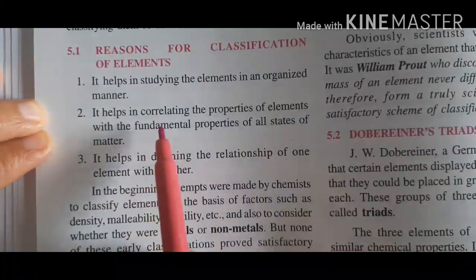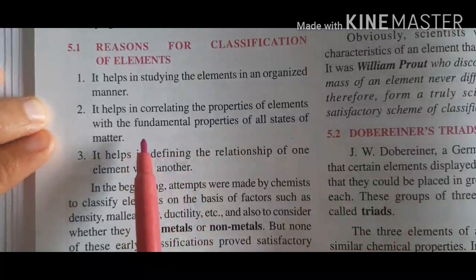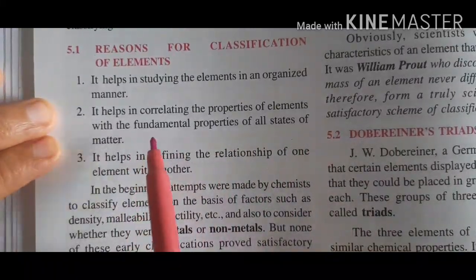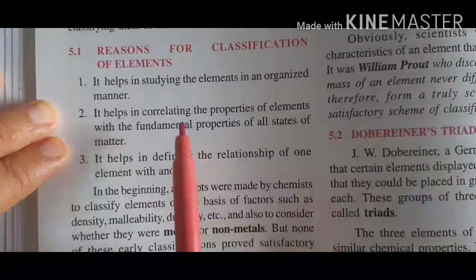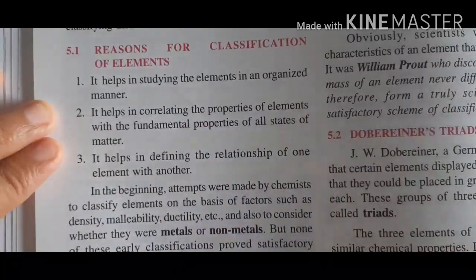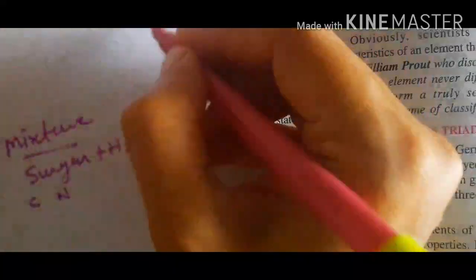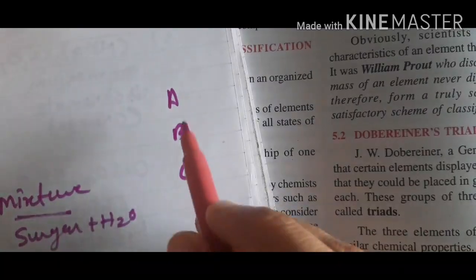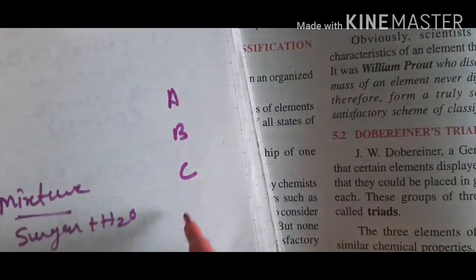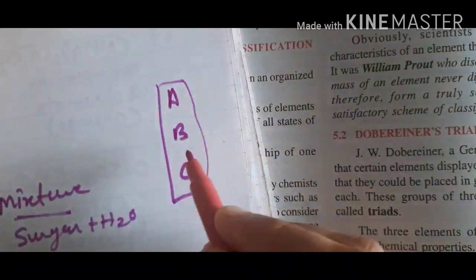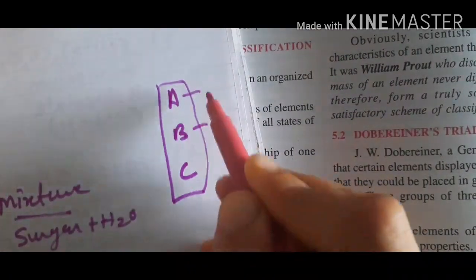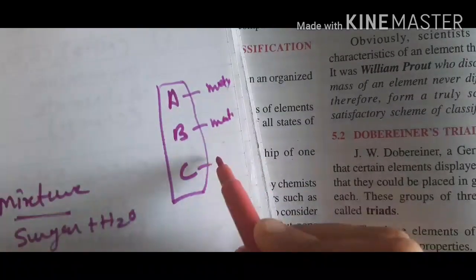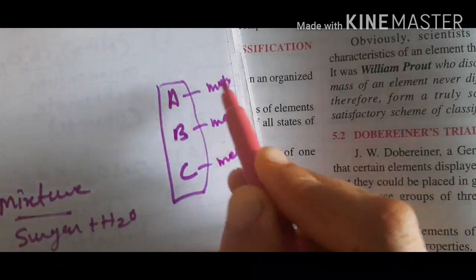Second, it helps to correlate the property of the elements with the fundamental property of all states of matter. Which means that, suppose they make one group, A, B and C. So this A element, B element, C element are put in one single group. Suppose this element has a metal characteristic, this one also has a metal characteristic, and this also has a metal characteristic, all of them have a metal characteristic.